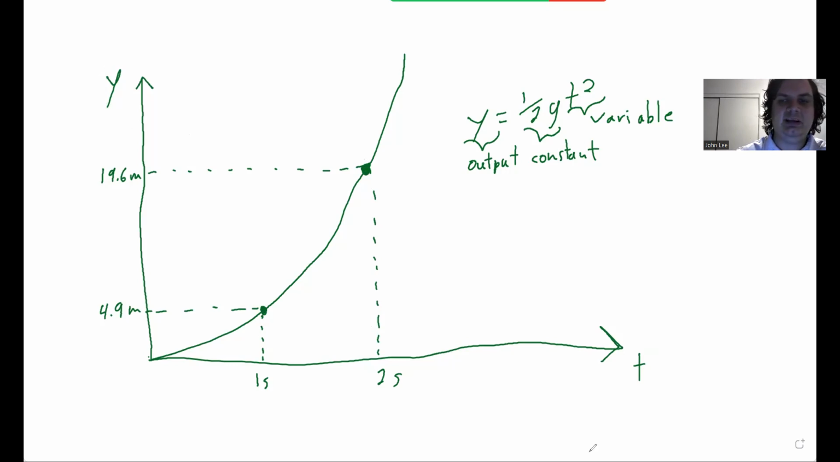So whatever is on the x-axis is generally going to be the variable, and what's on the y-axis is going to be the output.